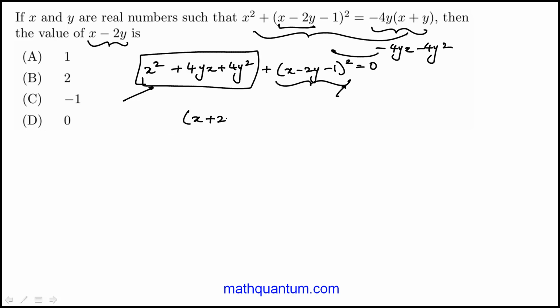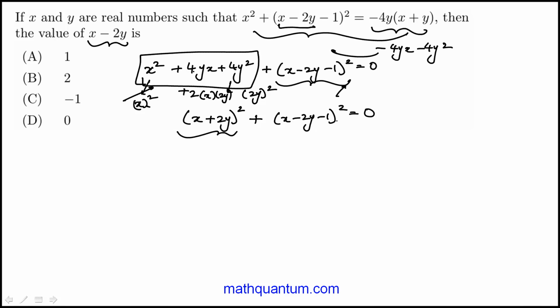This is a square of x plus 2y, because you have the x squared term, and then this is 2y squared, and then that is twice their product, x and 2y. So that means that becomes a perfect square. That one is already a square.